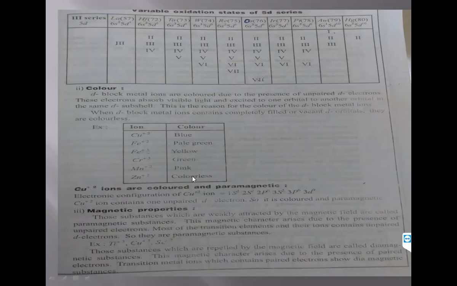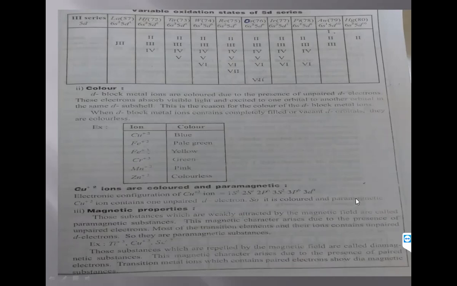Due to that reason, zinc plus 2 is colorless to the naked eye, or white in color. Coming to copper plus 2 ions, they are colored and paramagnetic. The electronic configuration of the copper plus 2 ion is 1s2, 2s2 2p6, 3s2 3p6, and finally 3d9. The copper plus 2 ion contains one unpaired d electron, so it is colored and paramagnetic.